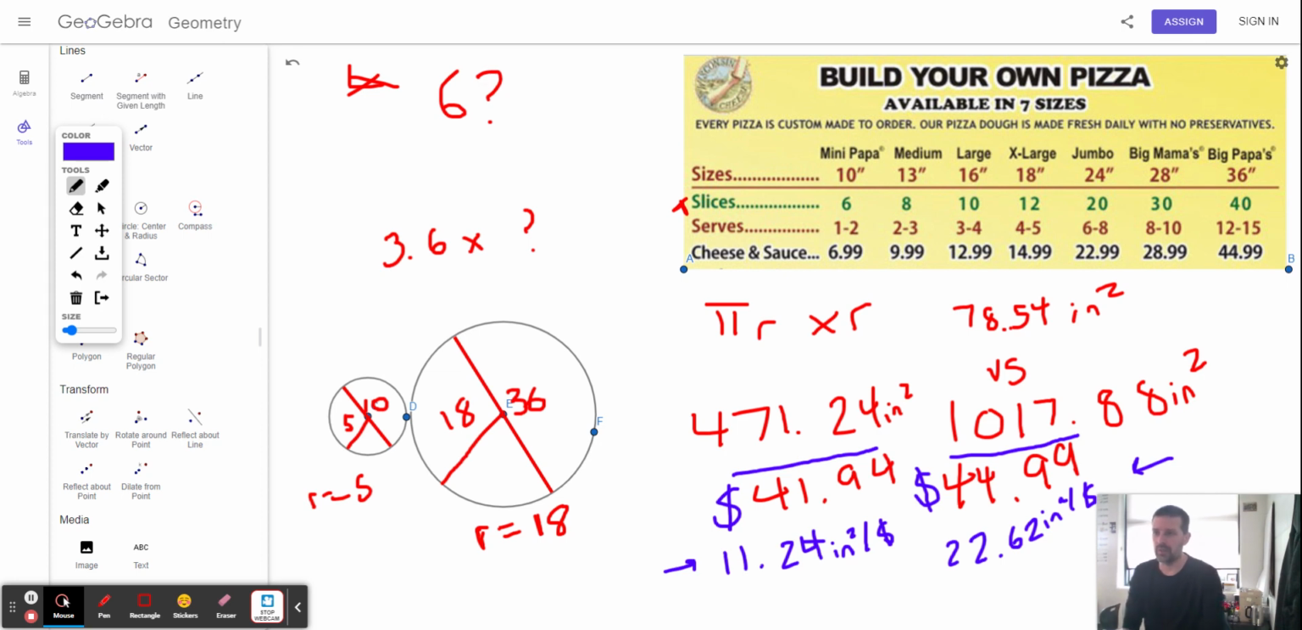Is it better to get a large or 2 mediums? Is it better to get a big mama or 2 extra larges? Challenge yourself and see if you can come up with some challenges that make sense, and come up with the inches per dollar number.